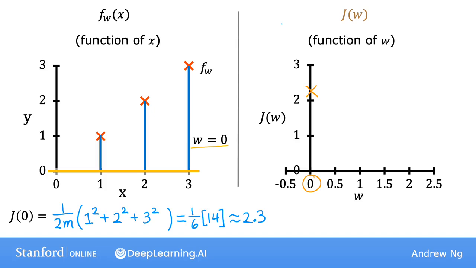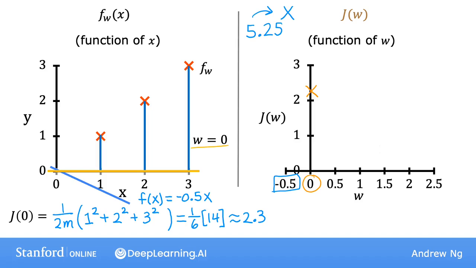And you can keep doing this for other values of w. Since w can be any number, it can also be a negative value. So if w is negative 0.5, then the line f is a downward sloping line like this. It turns out that when w is negative 0.5, then you end up with an even higher cost around 5.25, which is this point up here.